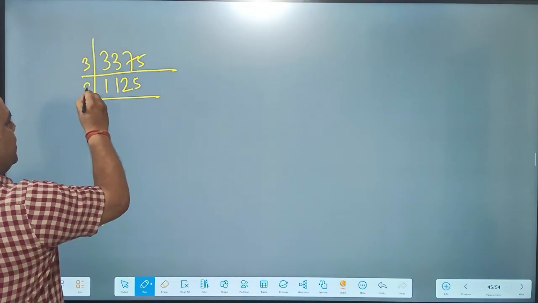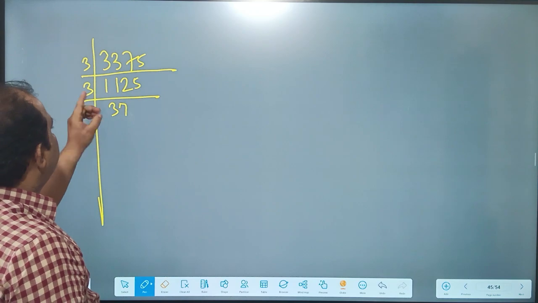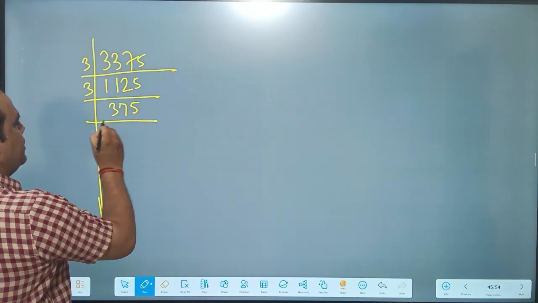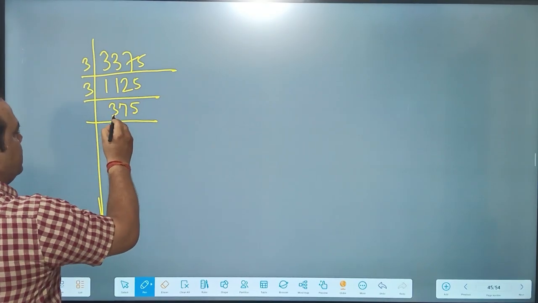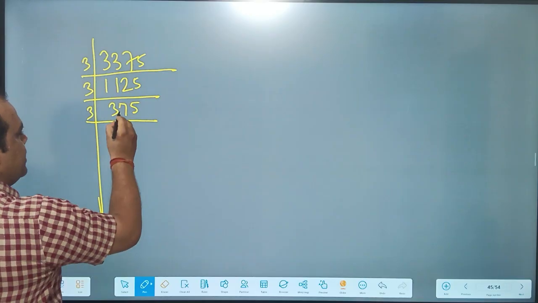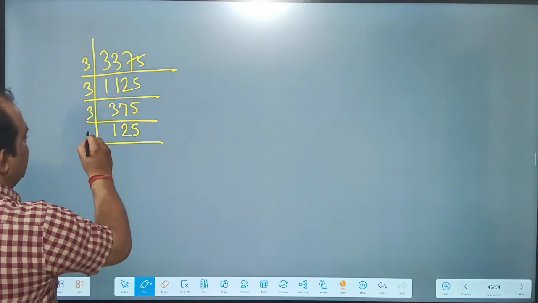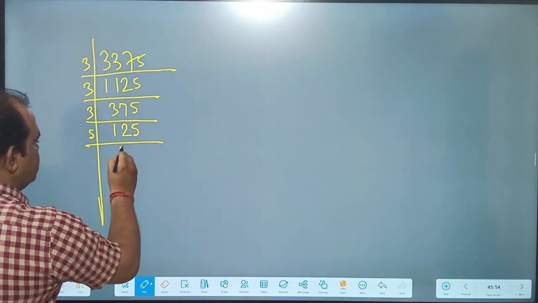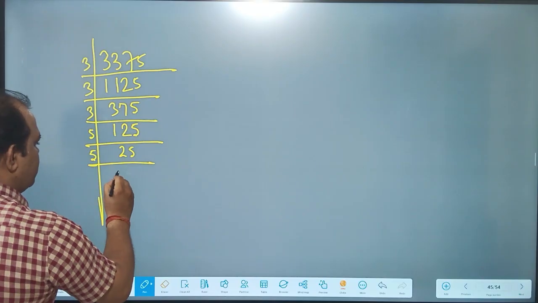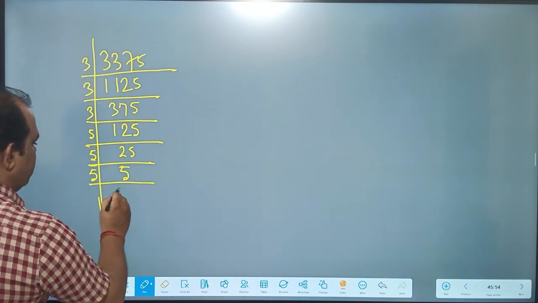Will it go again by 3? 3 3s are 9, 3 7s are 21, 3 5s are 15. Will it go again by 3? 3 1s are 3, 3 2s are 6. Yes, it will go. 3 1s are 3, 3 2s are 6, balance 1, 3 5s are 15. Will it go again by 3? I think no, it will go by 5 now. 5 2s are 10, 5 5s are 25. Again 5, how much would it be? You may put it this way also, that is okay, fine.